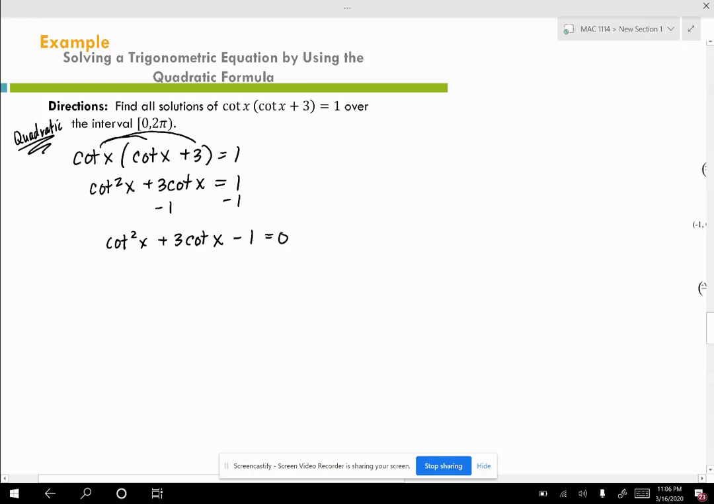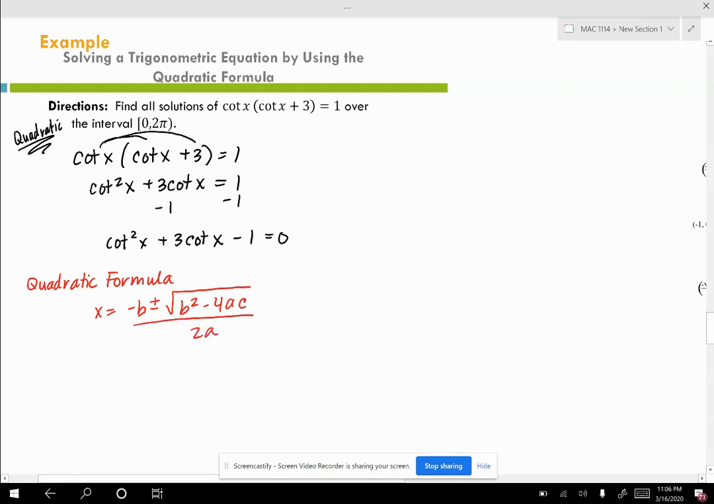So we know that the quadratic formula can solve any quadratic that I'm given. So I'm going to go ahead and use that. Okay. So remember that the formula for the quadratic formula is as follows. x equals negative b plus or minus the square root of b squared minus 4ac, all over 2a.